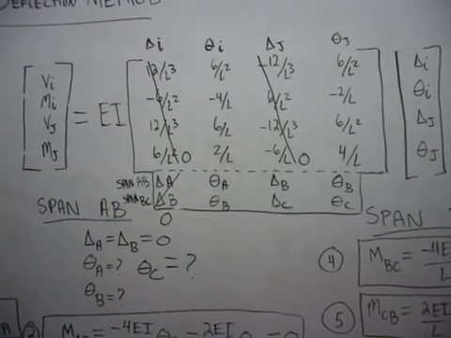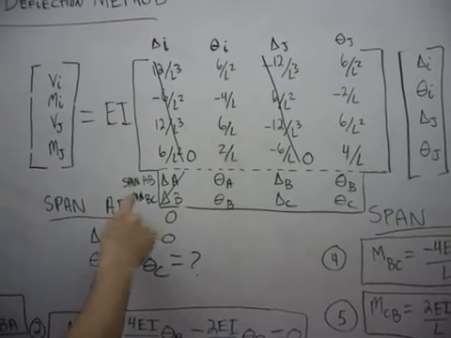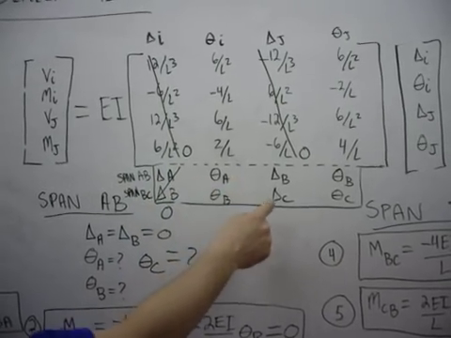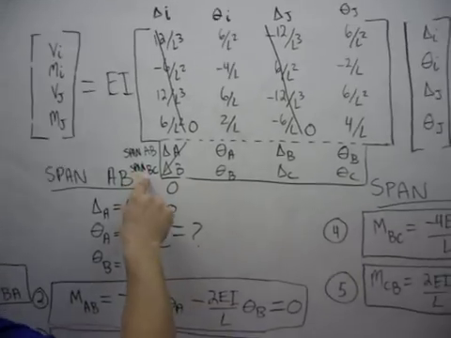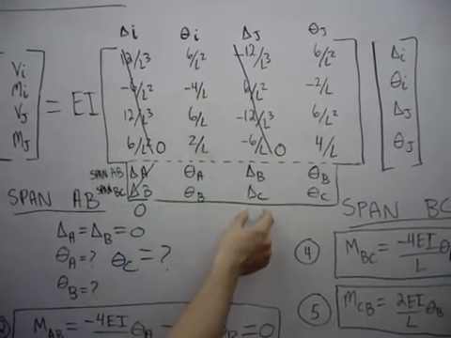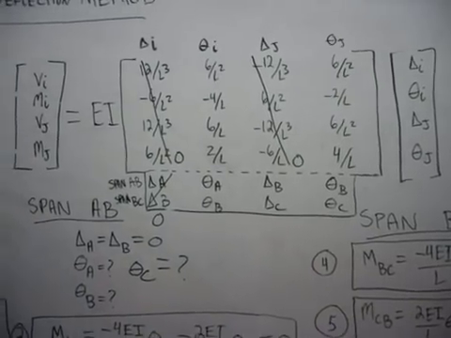Just in order to make it easier, I labeled them on top, so it's easier to multiply. For span AB, it's going to have delta A, delta B, theta B. For span BC, it's going to start out with delta B, theta B, delta C, and theta C.